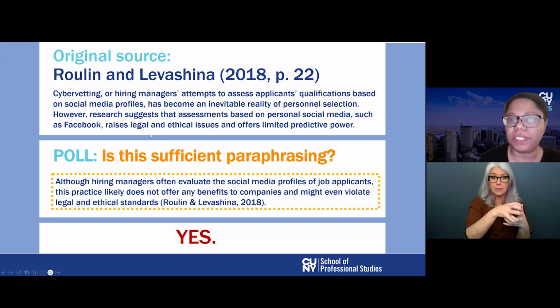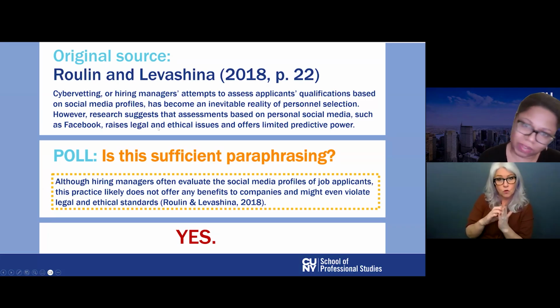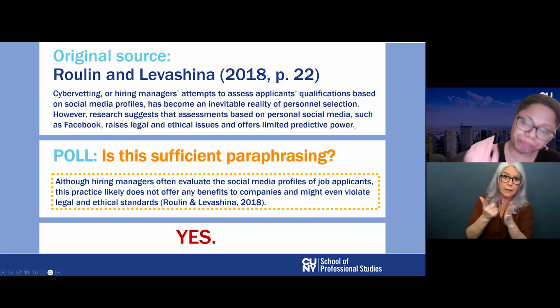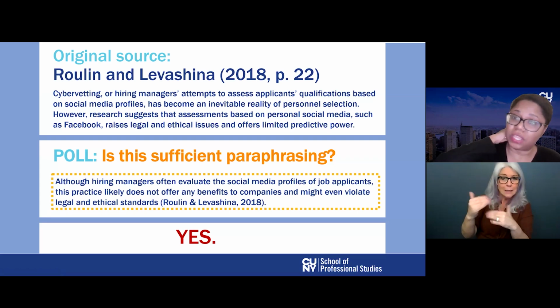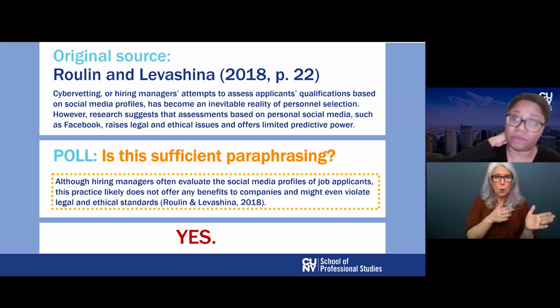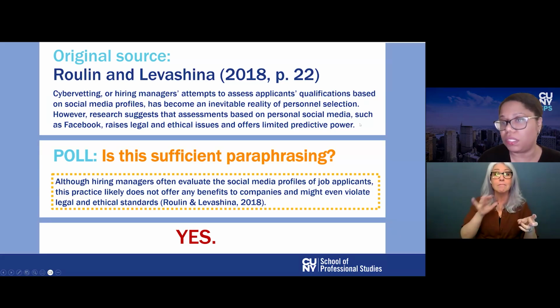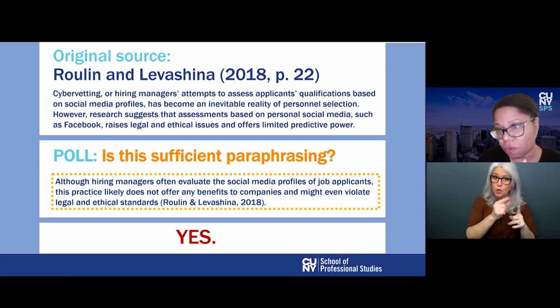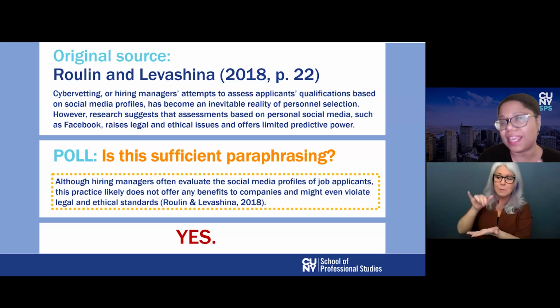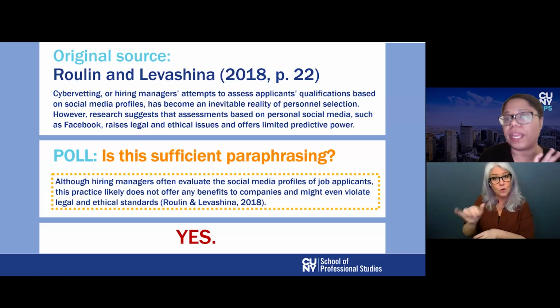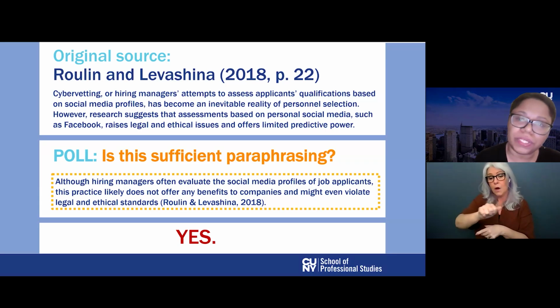So for example, if the last part of this section of the text, raises legal and ethical issues and offers limited predictive power, was phrased in a way that there was just no possible way for you to rewrite it, what you can do is paraphrase the rest of it and then use quotations around the part that's in the original author's words. And then when you cite it, you'll cite it like a quotation because a quotation is there. So in that case, you would need the page number. Whereas if you paraphrased everything in your own words, no page number is needed.